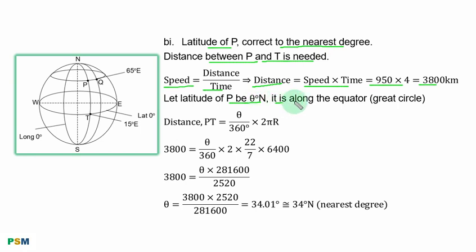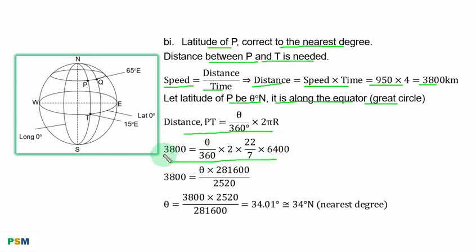Let latitude of P be theta degrees north. It is along the great circle. This point is clearly stated in the question. So along the equator is along great circle. Such a distance is given by this formula, but we are looking for the latitude. The distance is given, so you have it in this form.